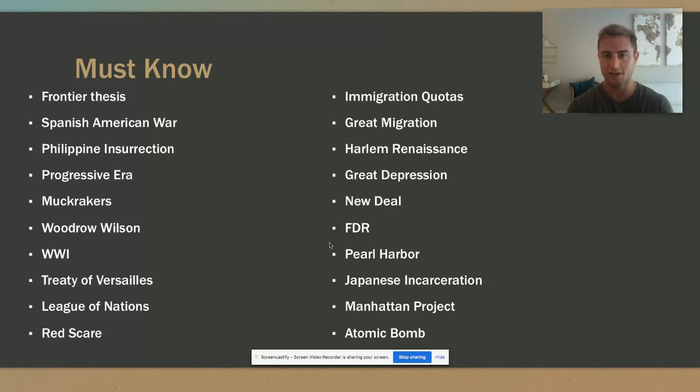We will cover each and every one of these terms as we go through the next 2 days worth of screencasts. In the beginning, the left column over here, the Frontier Thesis, that is our closing the frontier in 1890. The Spanish-American War, of course, which we'll start with today, which is obviously one of our most imperialist wars, perhaps besides the Mexican-American War. Philippine insurrection comes with it.